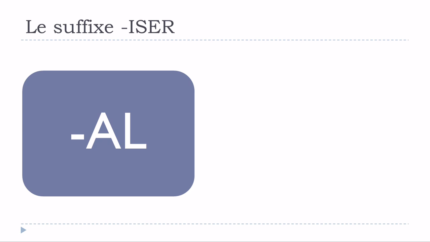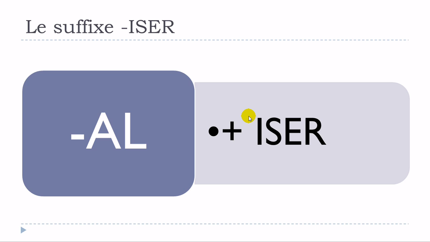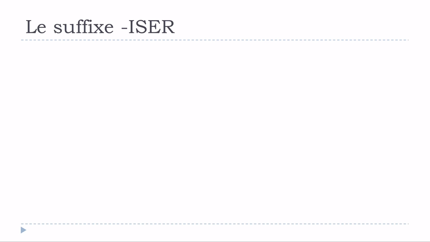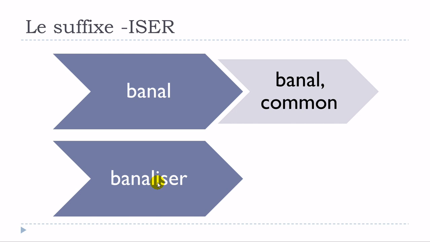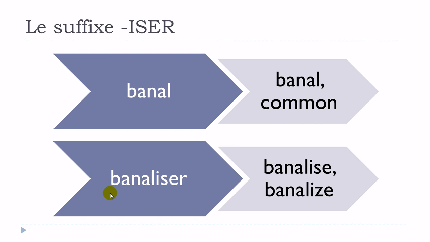Here we'll only focus on the adjectives that end with AL. We will just add this ISER at the end of these adjectives to make a verb. Let's see a few examples now. The first one is banal, okay? Here is the meaning in English. If we want to make a verb out of this adjective, we only need to put ISER at the end, and you will get banaliser. So, adjective banal, verb banaliser.